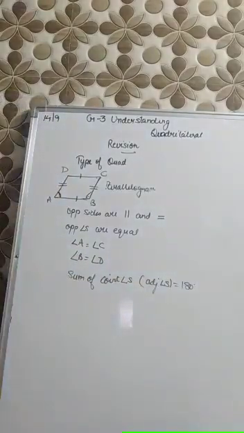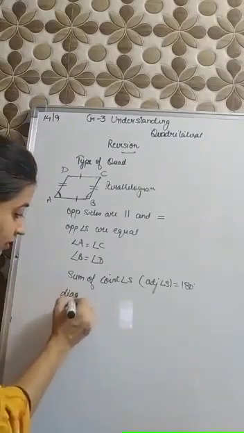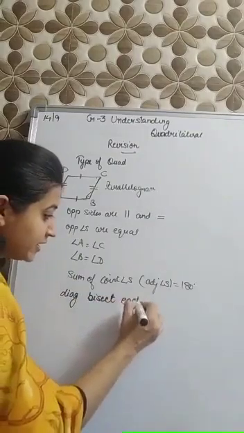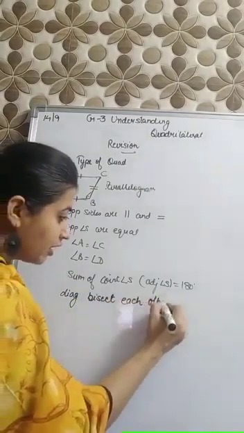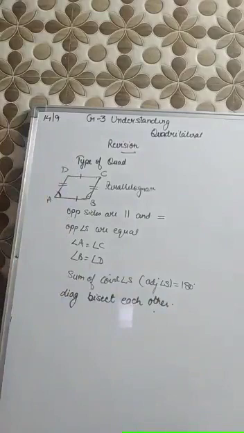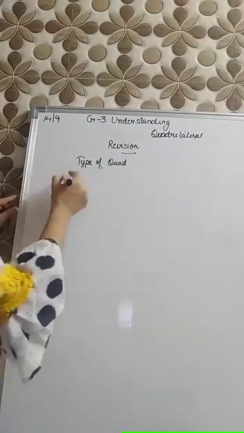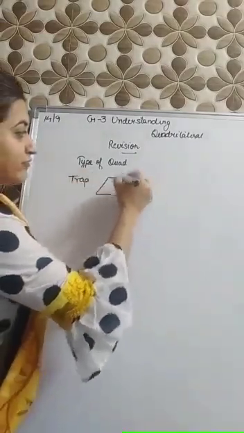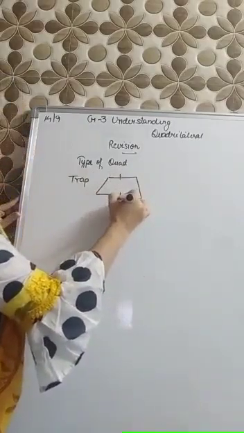And now we have another property related to the diagonal of this parallelogram. Diagonals bisect each other. Okay? So these are the properties related to the sides, angles and diagonals. Next is trapezium. In case of a trapezium, we have only one pair of side parallel.